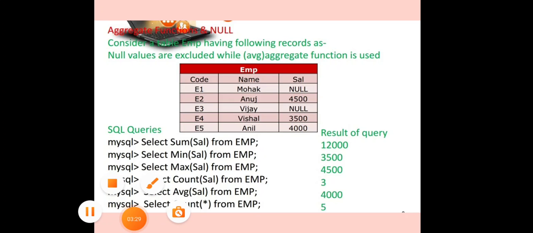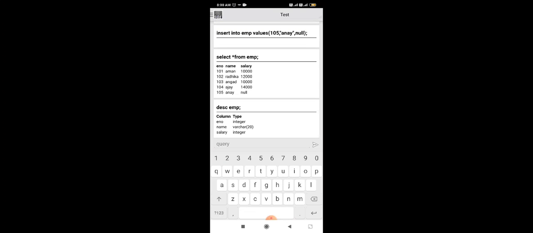Let's do these queries practically. Suppose here we have a table EMP, DESC EMP. This is the structure of the table EMP. It has 3 columns named E number, name and salary, and the values inside the table are the content of the table. For seeing the content of a table, we use the select command, select asterisk from EMP.